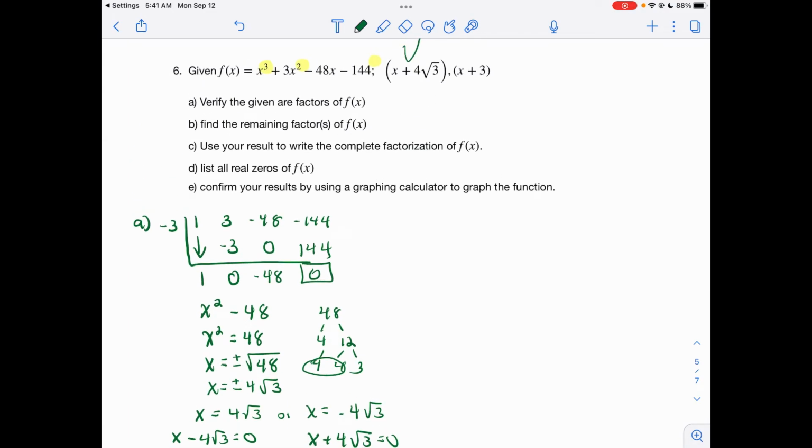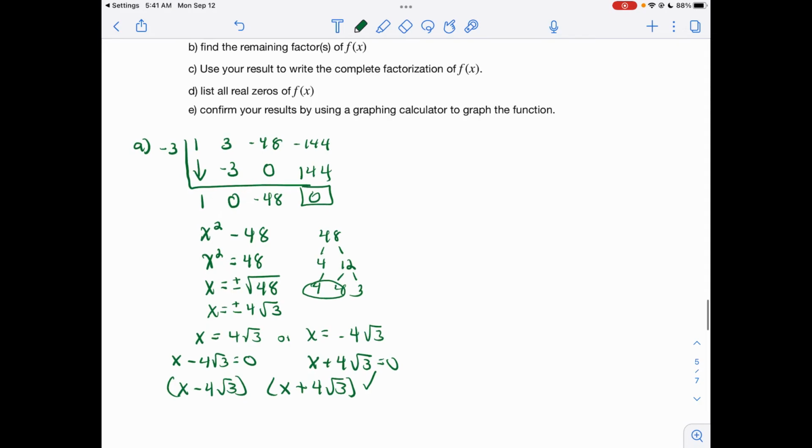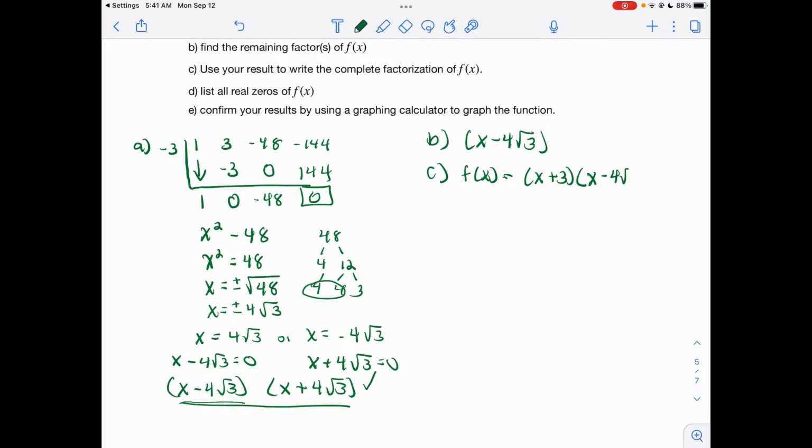So there's another technique that you can use to verify. So find the remaining factors. Well, I just did that. So our remaining factors in this case are x minus 4 the square root of 3 and x plus 4 the square root of 3. We found them already. Use your result to write the complete factorization of f of x. So f of x is equal to our first factor, which was x plus 3, times the 2 factors we found from the quadratic equation, x minus 4 the square root of 3, and x plus 4 the square root of 3. There's the complete factorization.